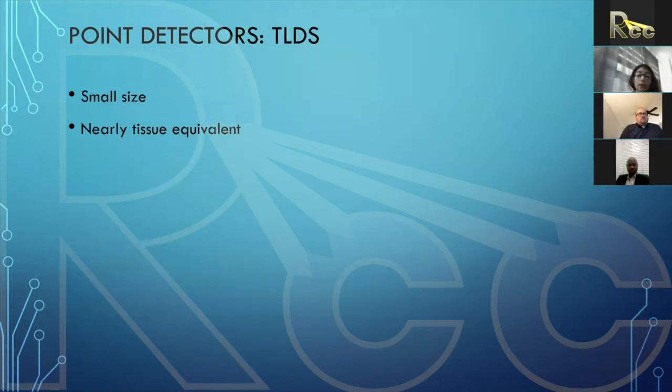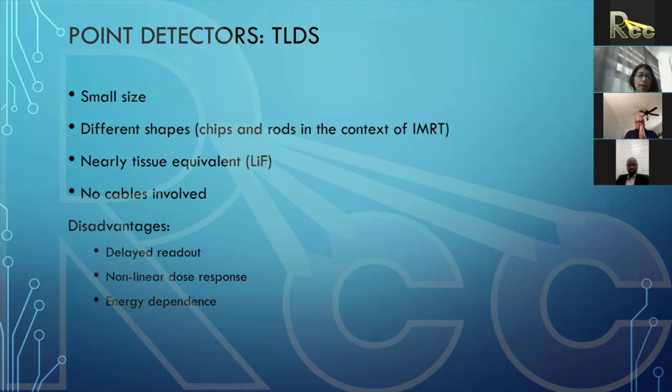We can also use TLDs. These are nearly tissue equivalent. They are small in size. And in the context of IMRT, the chips and rods are the most commonly used. You don't need cables to use TLDs. However, to have a readout for the TLDs, it takes time. They show a nonlinear dose response, and they are energy dependent.